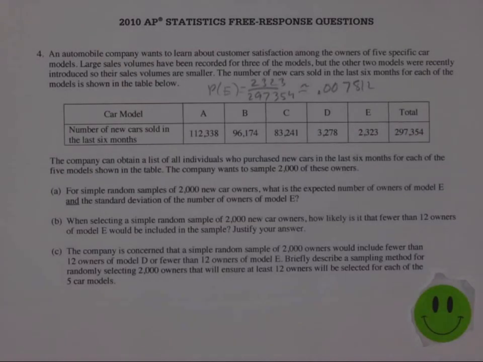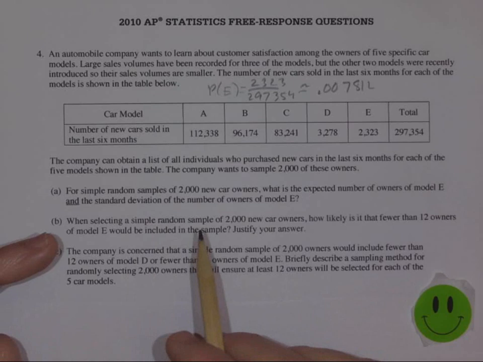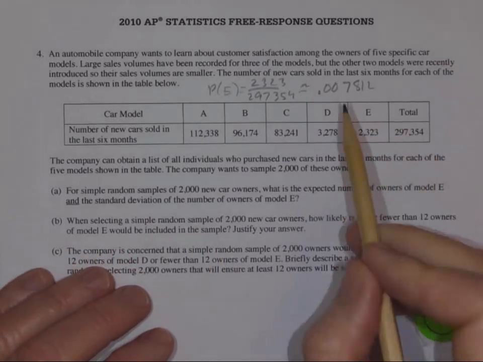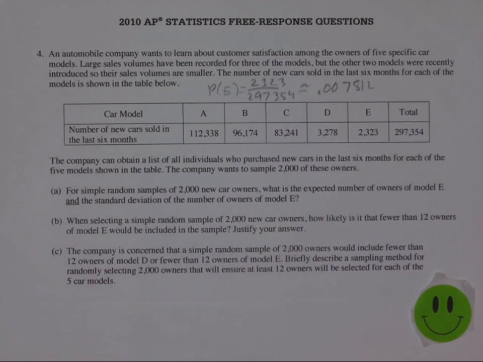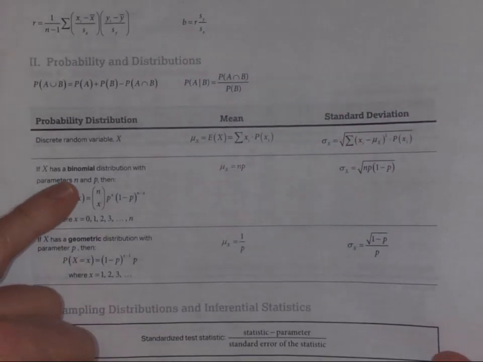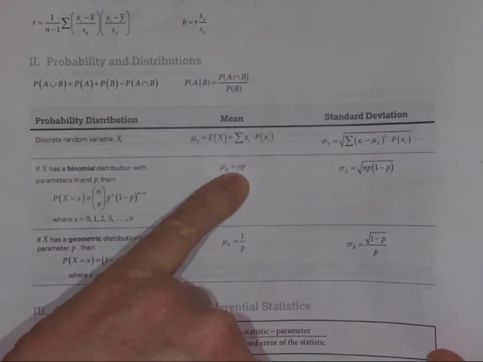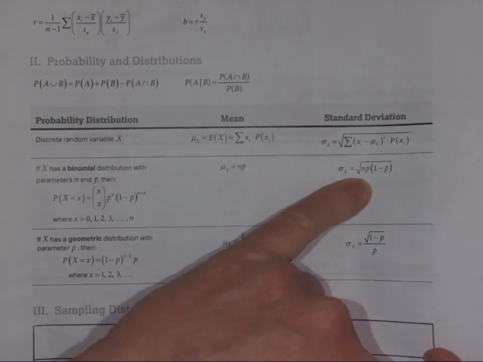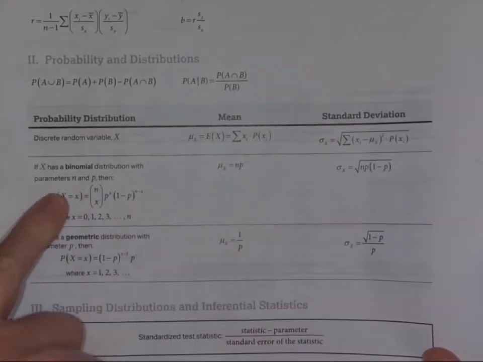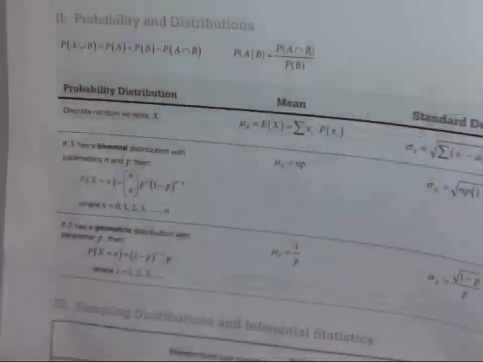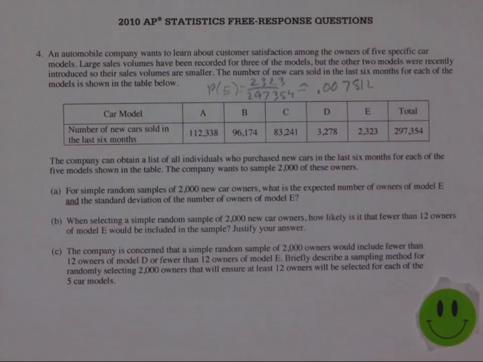Now, what about the standard deviation? What you would have to recognize in this situation is that this is a binomial situation. It's a success-failure thing in Part A, where either they bought E or they didn't. There's our proportion, and our fixed number of trials is 2,000. In regards to a binomial situation, our mean is n times p, according to the formula sheet here, and our standard deviation is the square root of n times p times 1 minus p. And there's our probability for a specific value, but you would have to recognize this as a binomial situation.